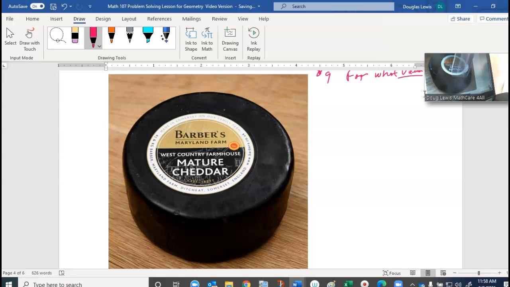I'm going to use centimeters, not the inches. So when I use the centimeters on that, that looks like about almost 3 centimeters high. So that's about a height of 3 centimeters for that cylinder. And then as I measure across, that is 11 centimeters across. That's the whole diameter.